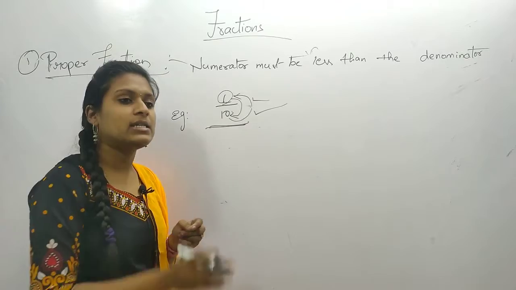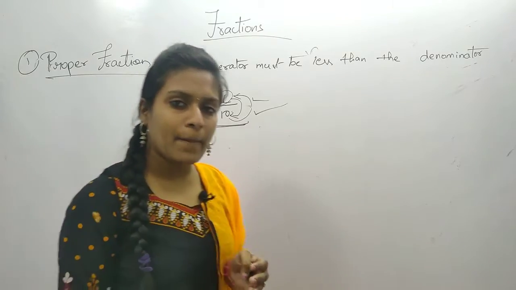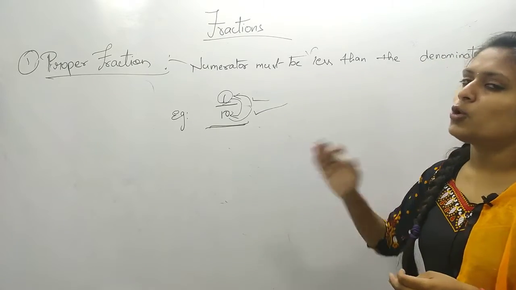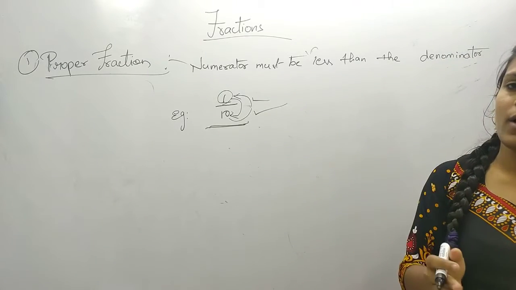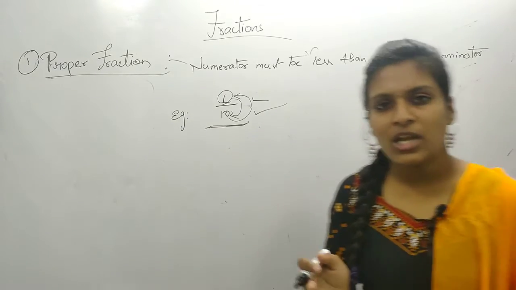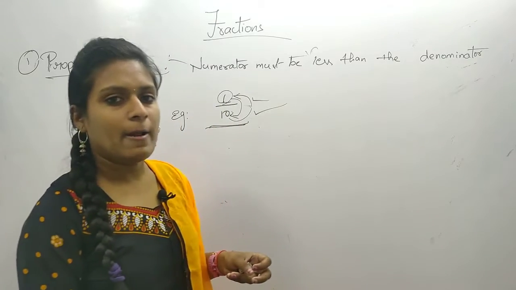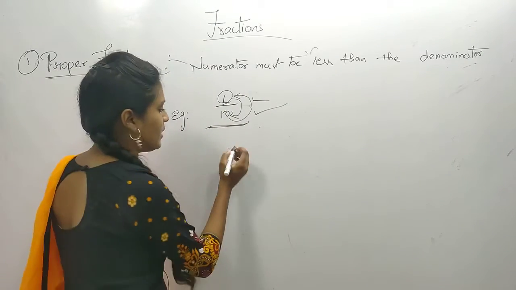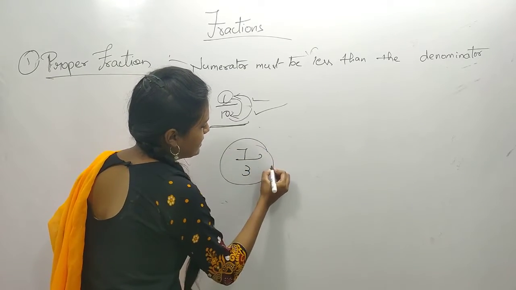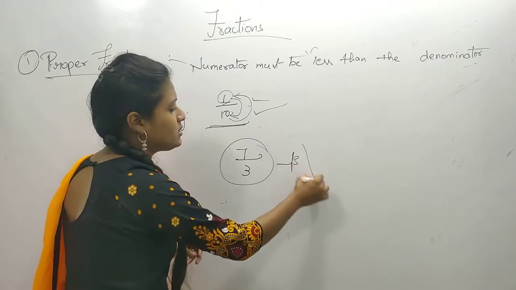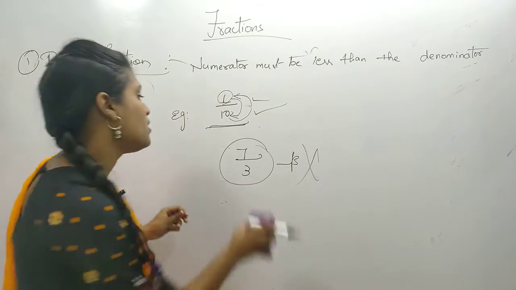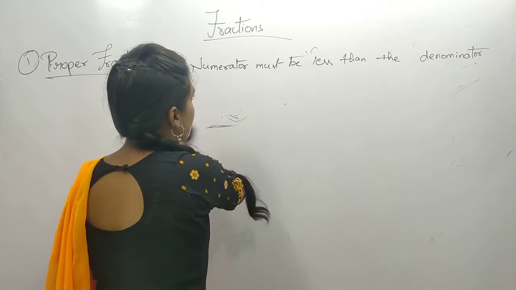Keep in your mind how you can identify the proper fraction. When a numerator is less than the denominator, you can easily find that it is a proper fraction. By mistake, in a hurry, you might write 7 as numerator and 3 as denominator and call it a proper fraction. That is wrong. It will be a great mistake in your exam, and many marks will be cut off.